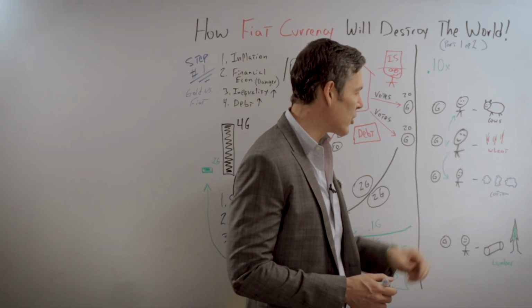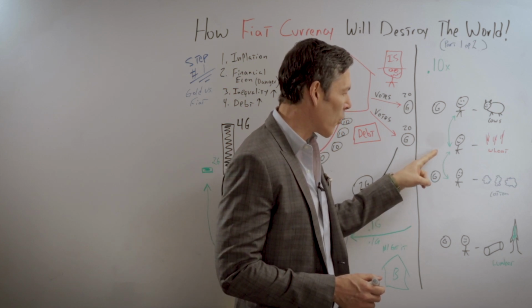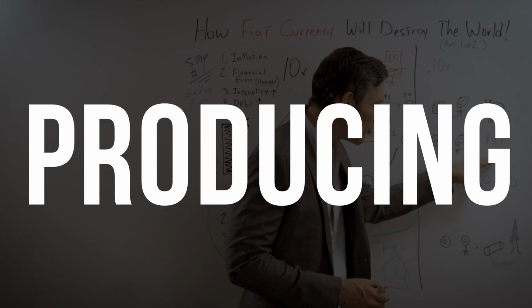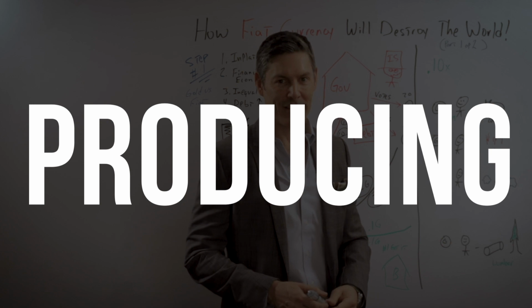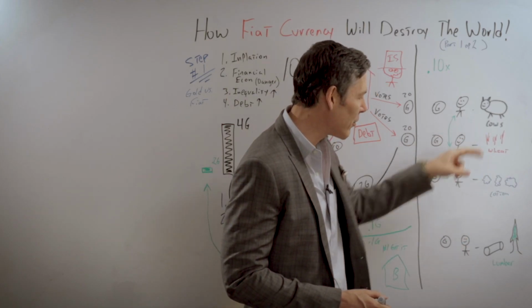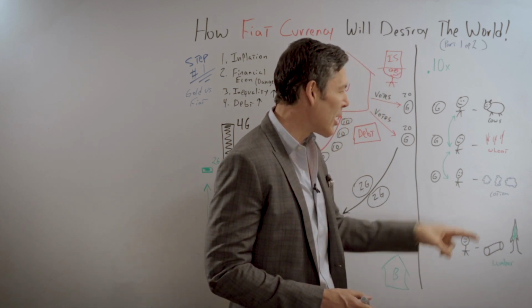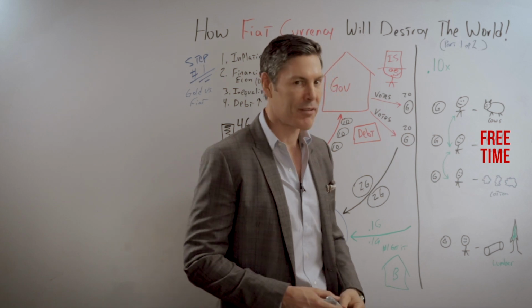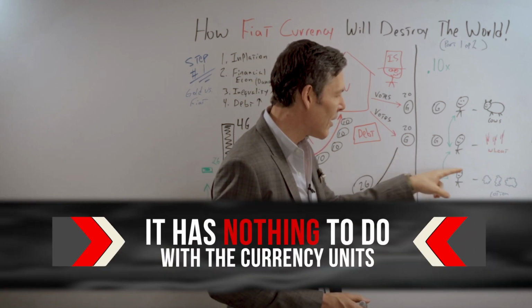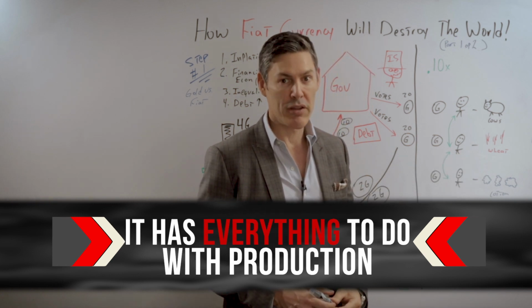And how does this guy increase his wealth? Not by getting more gold coins or more dimes. He increases his wealth by producing more wheat. Because the more wheat that he produces, the more cows he can get, the more cotton he can buy, the more lumber he can buy, and the more free time that he can spend with his family. It has nothing to do with the currency units. It has everything to do with how much or how little they produce.